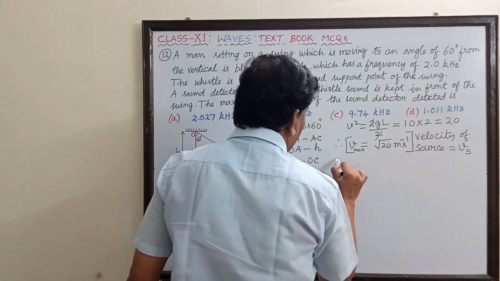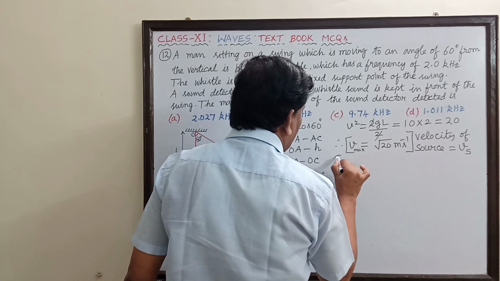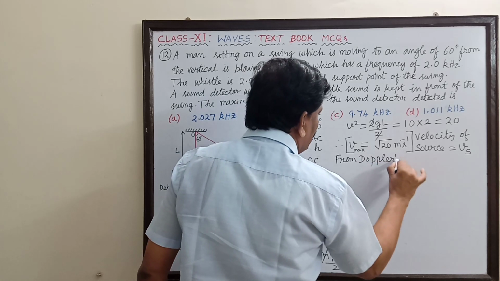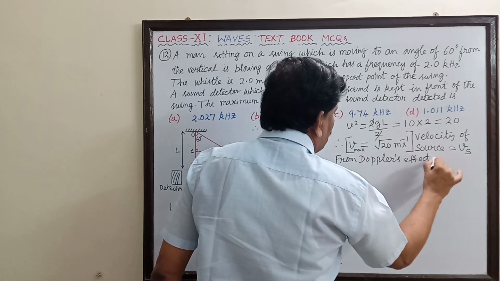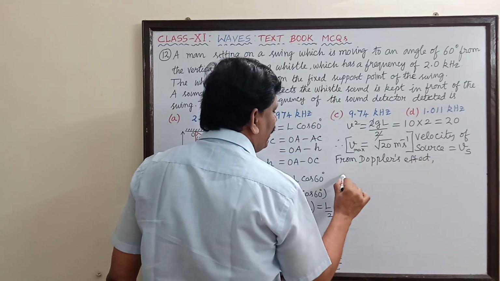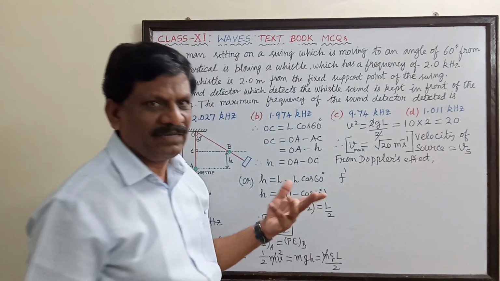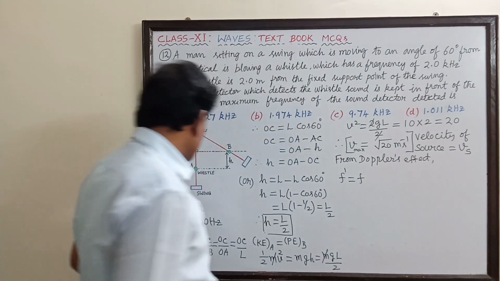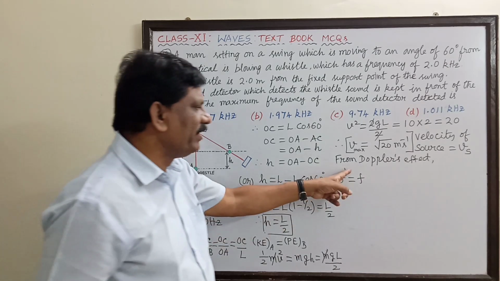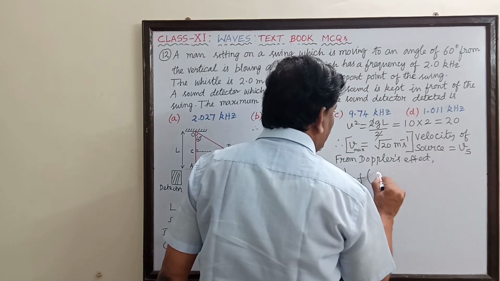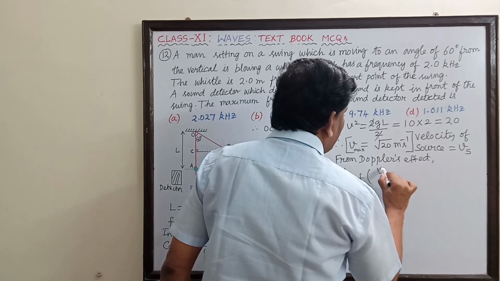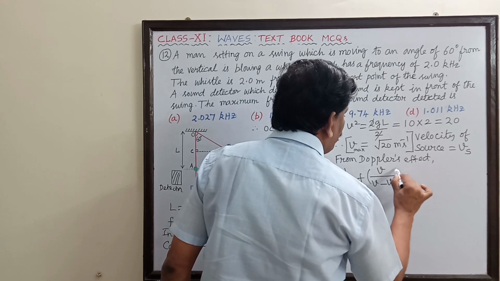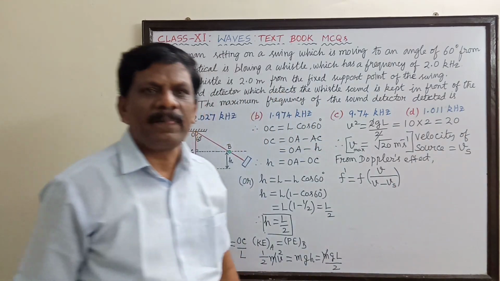So the apparent frequency, okay. From the Doppler effect, the apparent frequency can be taken as F dash. So this is equal to the actual frequency F. The actual frequency is given. So apparent frequency F dash is equal to actual frequency into V, the velocity of sound, divided by V minus V source. This is the expression, okay.